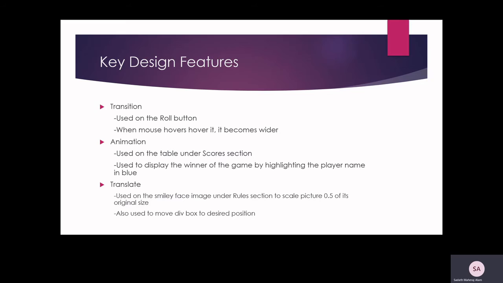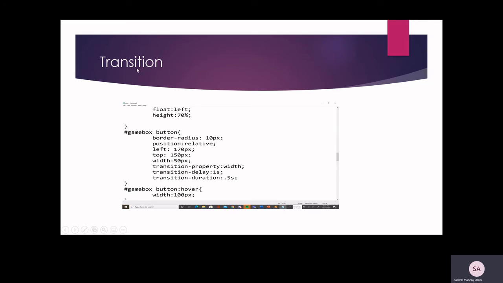All right, so in this slide, here's the code for the transition that I used. As you can see, it's in the game box button. I used the transition, and I gave it the property width because that's what I wanted to change. The delay I made 1 second, and the duration is 0.5 seconds. And for the game box button, I did it so whenever you hover over the button, the width would go to 100 pixels from the original 50 pixels.